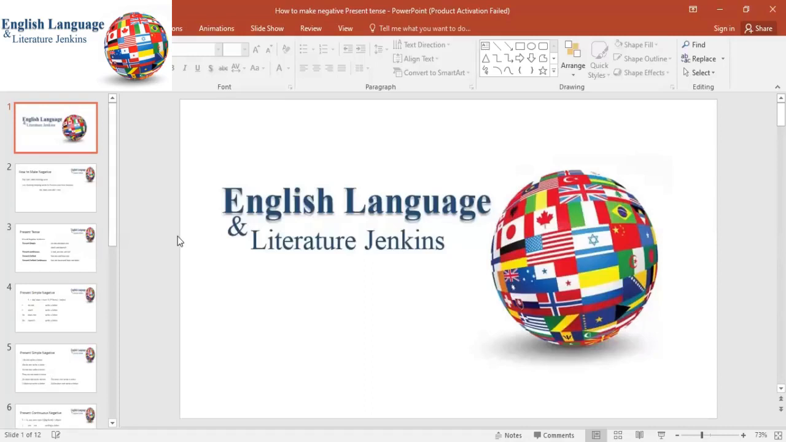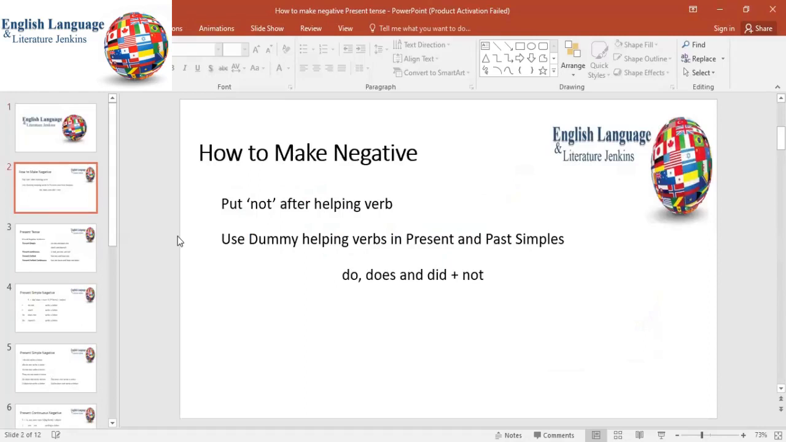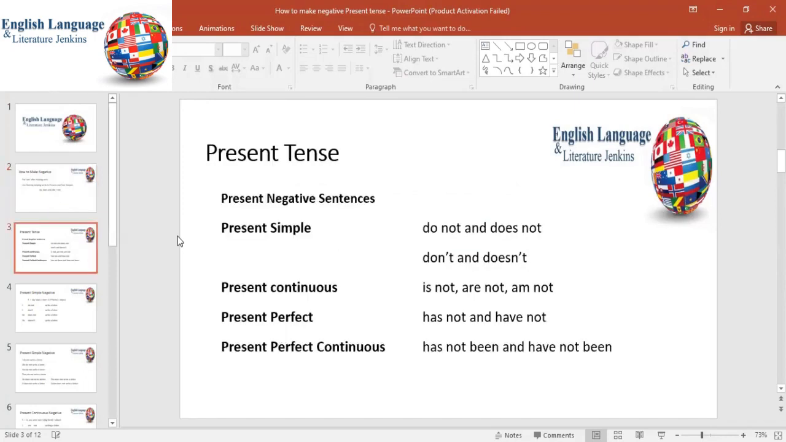In this series, we will discuss how to make negative. We use not after every helping verb to make negative sentences. When we do not have a helping verb in a sentence, such as present simple and past simple, then we use do not, does not, and did not. These are called dummy helping verbs. We use them when we need them. When we do not need them, then we do not use them. That's why these are called dummy helping verbs.